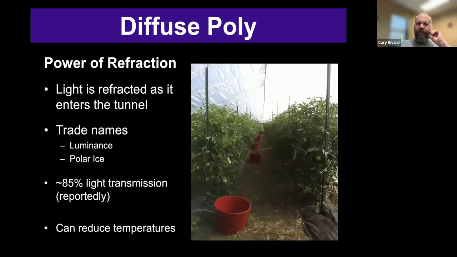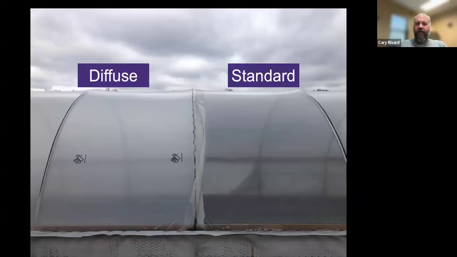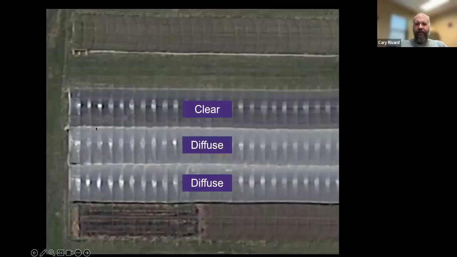Diffuse poly is something that's really popular, especially for some of these multi-bay tunnels. Basically, what it does is it refracts the light as it's entering the tunnel. So the idea is that you actually don't cast a shadow, because the poly sort of points the light into the tunnel as the sun is hitting it. We've done quite a bit of research with diffuse poly. You can see the difference when you just look at it. Here it is from above. For a long time, these multi-bay haygrow tunnels were only sold with diffuse plastic, but we've also used clear plastic on our multi-bay tunnel as well. But again, from space, you can see the difference. It's actually quite impressive.